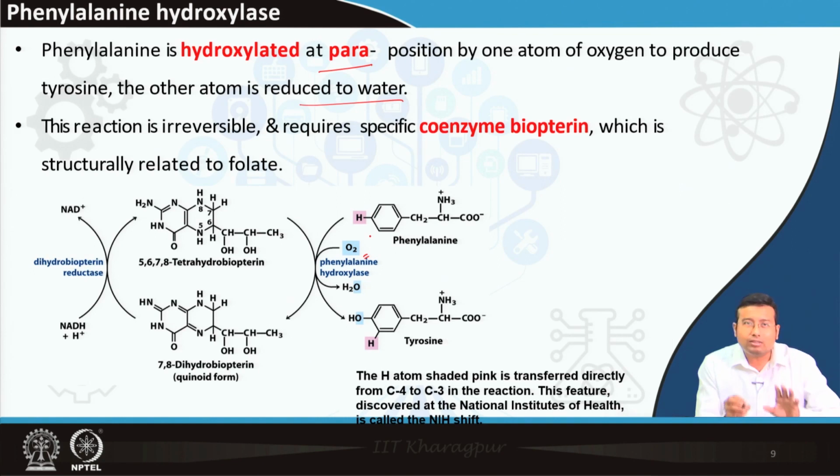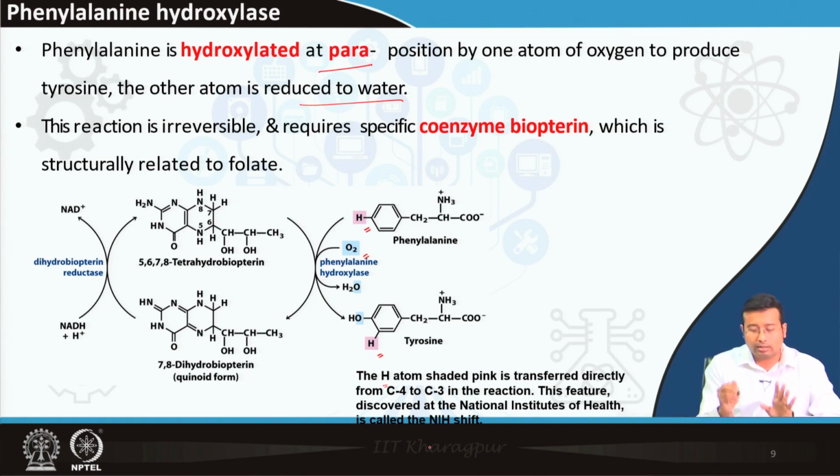But initially it was thought that oxygen is simply going inside, right. In reality, what happens is the hydrogen atom that is shaded in pink is transferred directly from C3 to C4, okay. By carbon labeling it was shown by the National Institutes of Health, and hence this shift is known as NIH shift. The hydrogen which is originally over here actually shifts over here, okay. And one hydrogen from the adjacent site actually goes to the fourth position. Anyway, that is not our detailed organic chemistry, we do not need to go into that much detail.